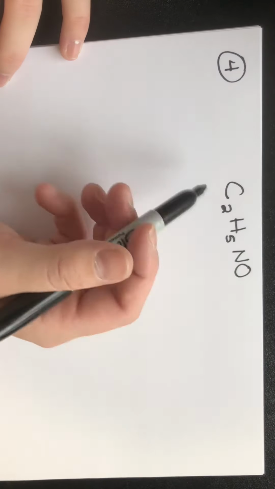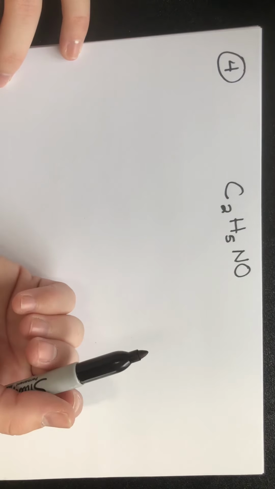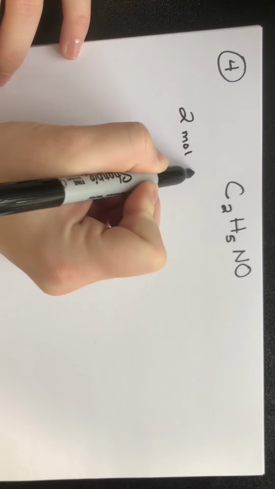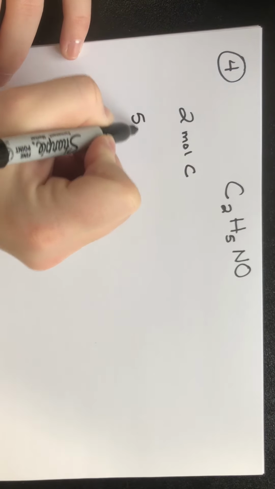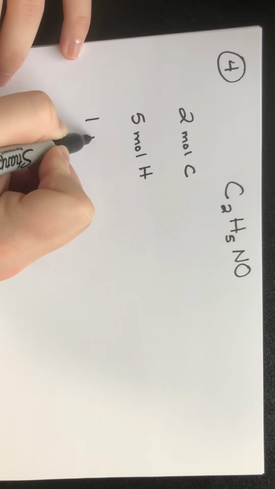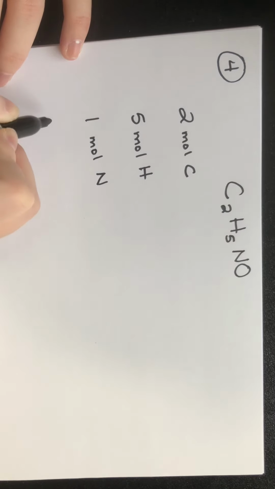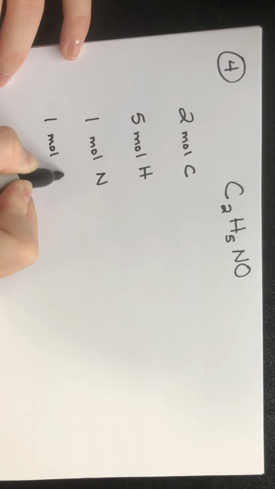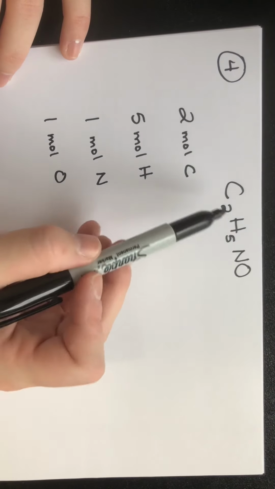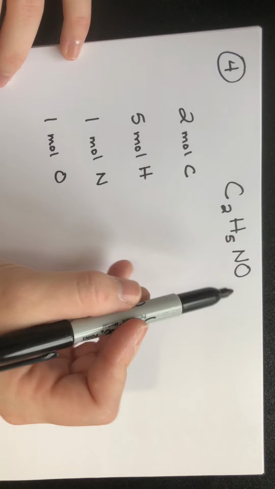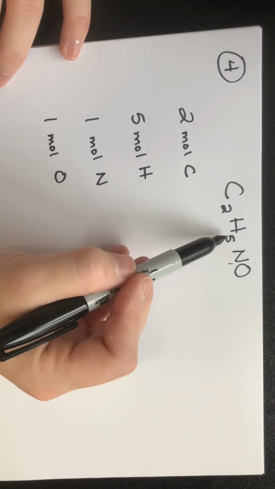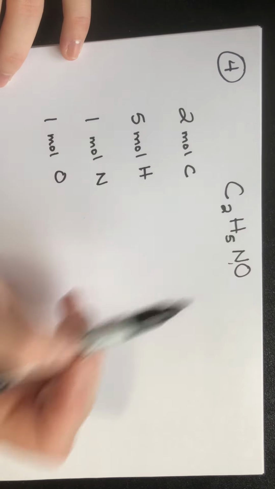So we're going to look at what we're given and we're going to write down what we know. So from this formula, we know that we have 2 moles of carbon, we have 5 moles of hydrogen, we have 1 mole of nitrogen, and we have 1 mole of oxygen. I got all of this just by looking at this formula here because each one of these numbers tells me, remember there's like a little 1 right here, how many moles I have of that element.